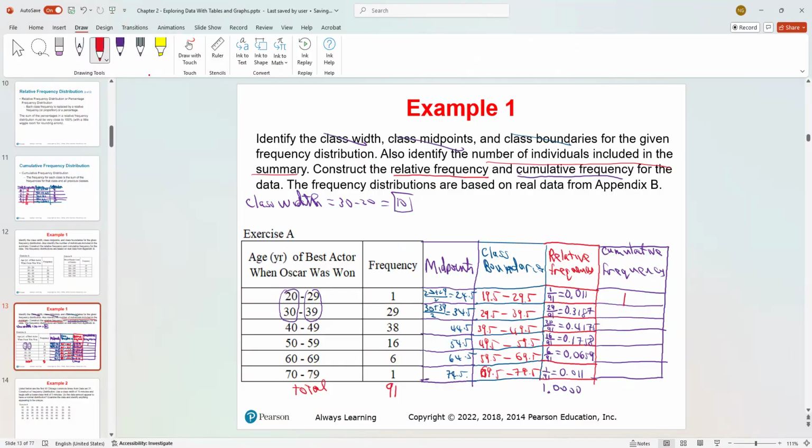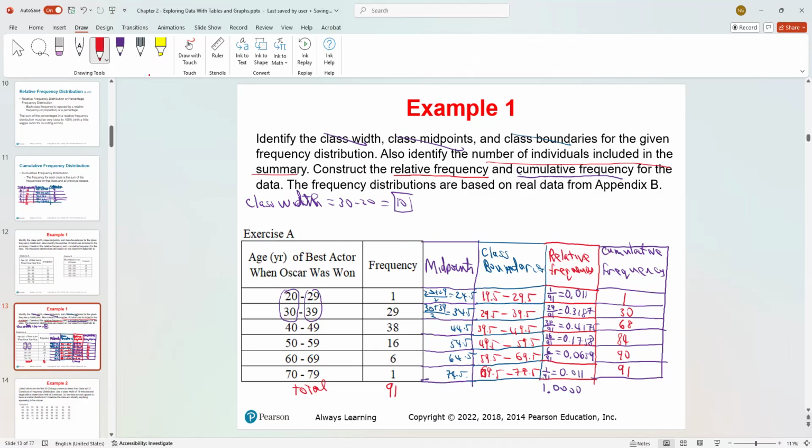When we have 29, plus everything that came before 29, what came before 29? Yes, 1. 29 plus 1 is 30. In the third class, we have 38. You take 38 and add it to everything previously, so 38 plus 30 gives you 68. Now we are with 16, right? 16 plus 68 gives you 84. 84 plus 6 gives you 90. 90 plus 1 gives you 91. So that's what we call cumulative frequency.